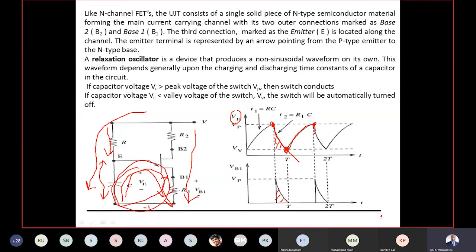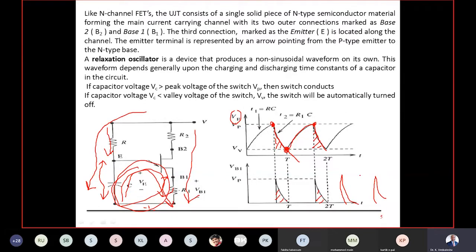When the capacitor is discharging, whatever voltage waveform we write for the capacitor, the same voltage waveform holds good for the voltage waveform across my R1. I'm just copying that. So VB1 will be spikes. You can see some sort of a spike here. You will be getting spikes something like this every time.